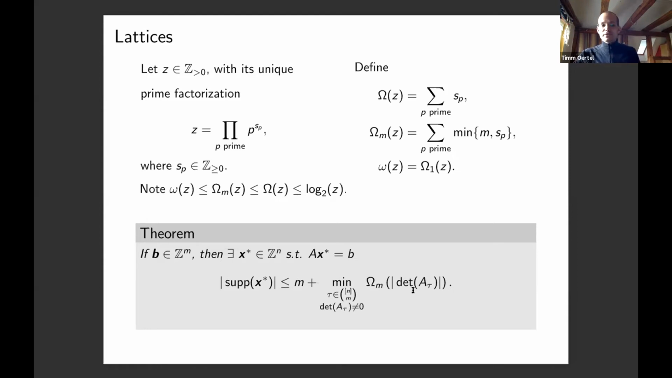Proving this uses some arguments from algebra. If we want to prove this theorem with the truncated omega function, it's a little bit more work, but I think I can quite nicely motivate the main ideas by just proving the statement for the omega function. So if we just forget about the m.